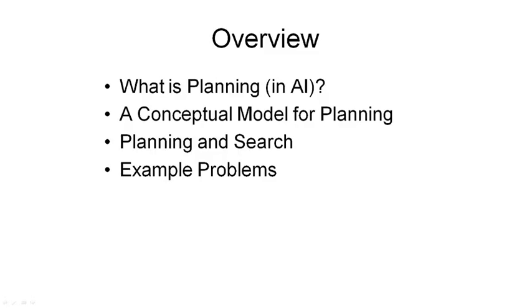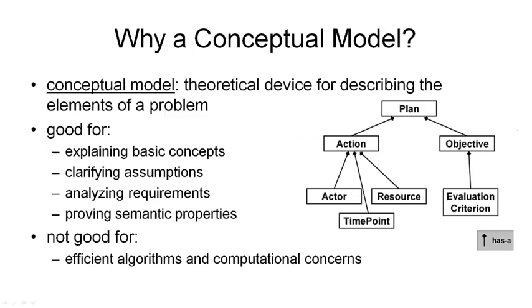You should now understand what we mean by planning in AI. Next, we will formalize this understanding of planning by means of a conceptual model for planning. This conceptual model will be a state transition system.